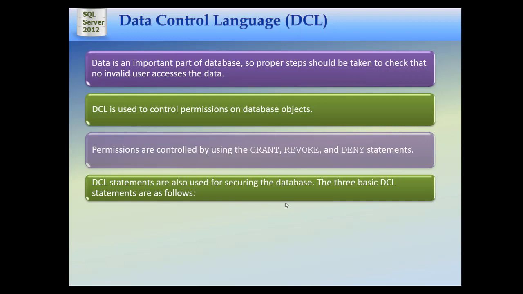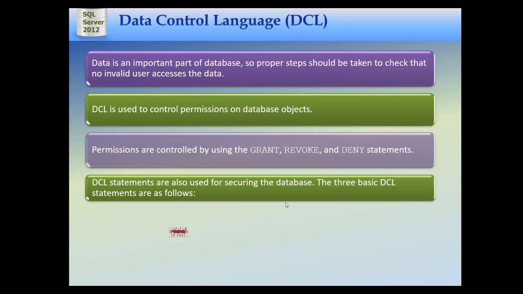So this is an important part of the database. So proper steps should be taken to check that no invalid user accesses the data. This is basically what is controlling the permissions to the objects in your database. So permissions are controlled by using the grant, revoke, and deny statements. And the DCL statements are also used for securing the database. And the three basic DCL statements are given below.